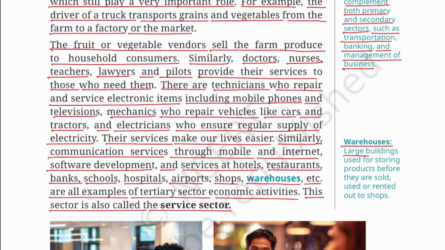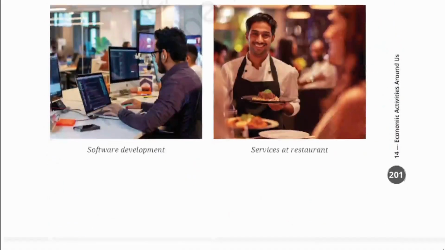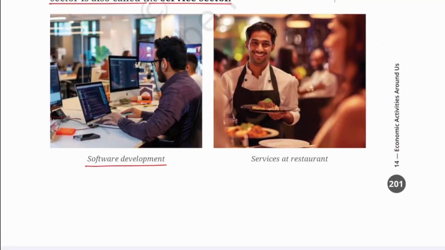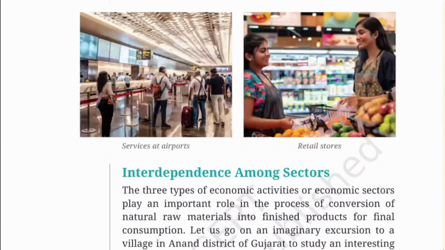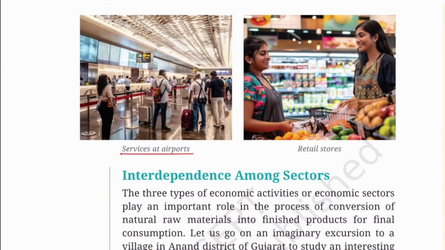Warehouses, large buildings used for storing products before they are sold, used, or rented out to shops. Software development, services at restaurants, services at airports, retail stores.